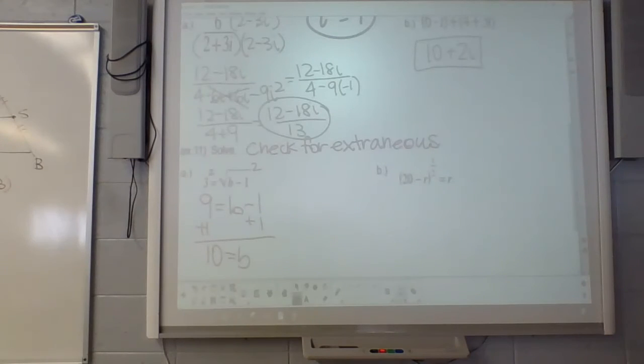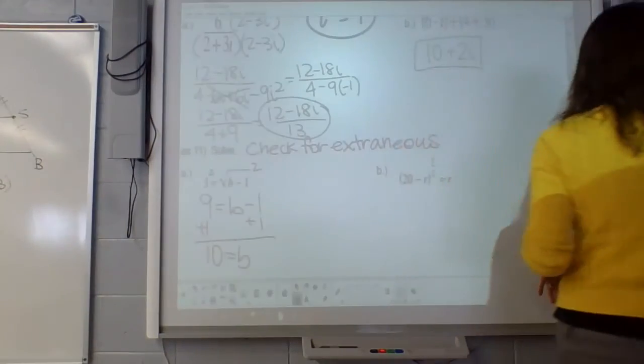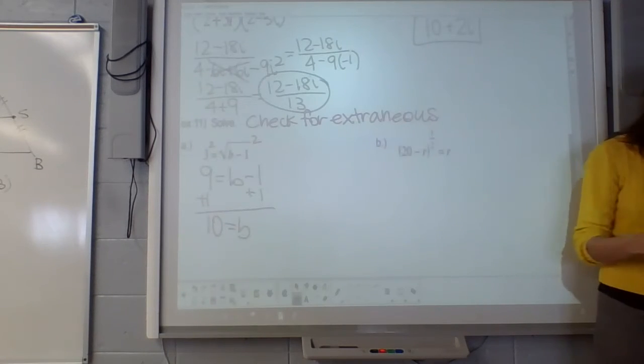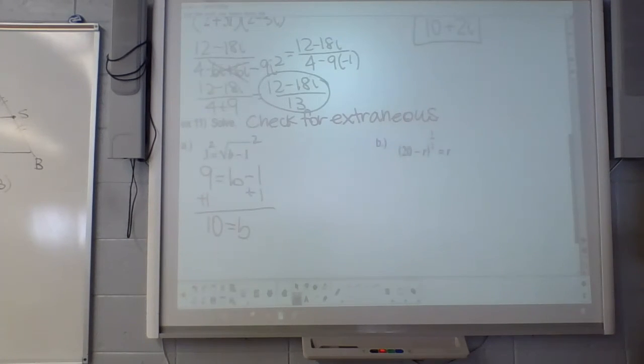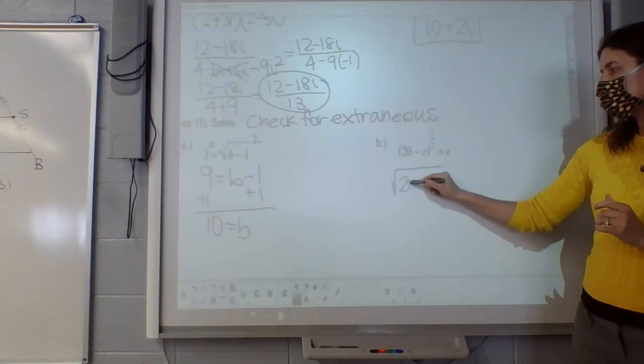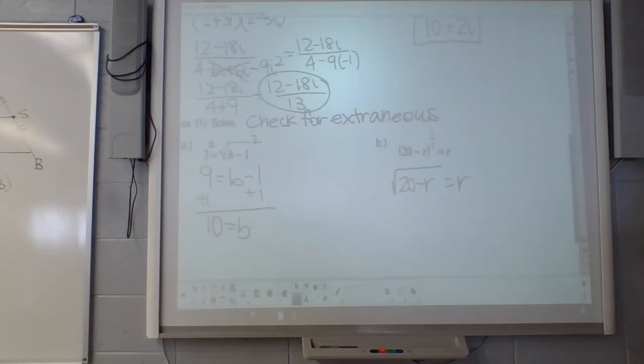So we find out 10 would be B in this case. And so 10 minus 1 is 9, square root of 9 is 3. So that one works fine. Now, the 1/2 power is really the same as what? Square root. So this is really the same thing as this. So to undo the 1/2 power, we're just going to square each side.